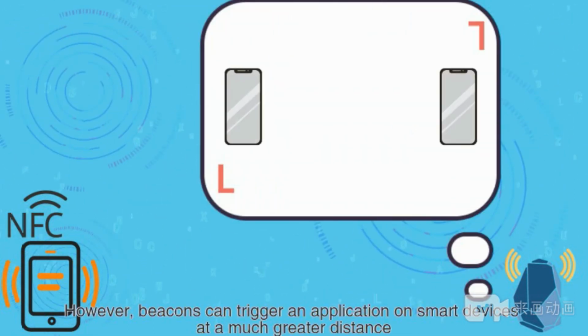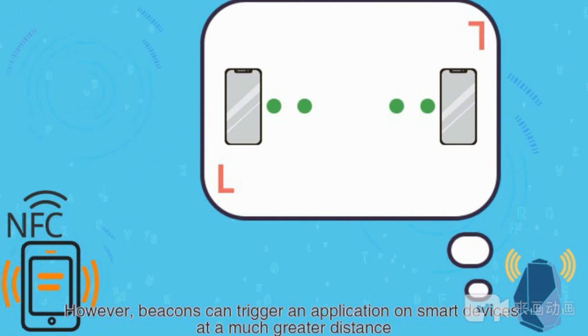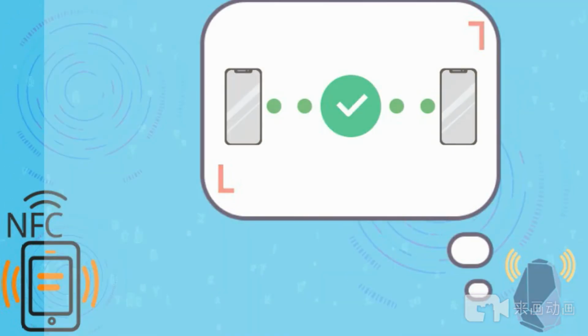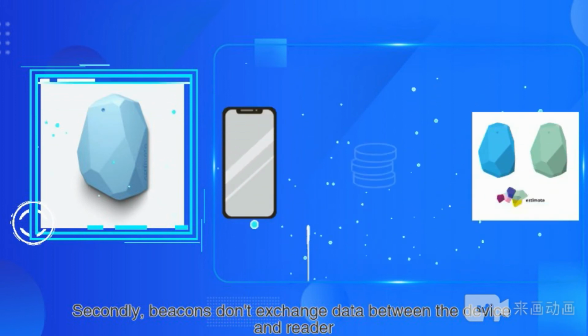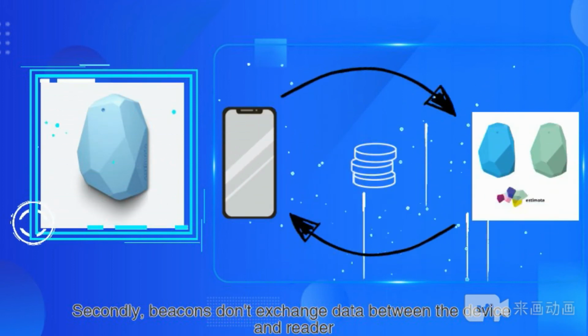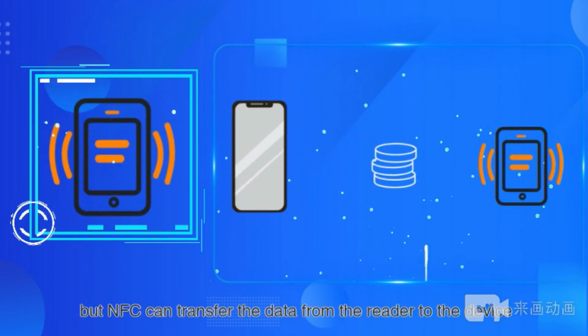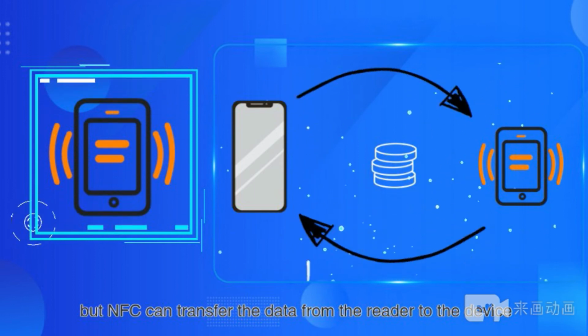However, beacons can trigger an application on smart devices at a much greater distance. Secondly, beacons don't exchange data between the device and reader, but NFC can transfer the data from the reader to the device.